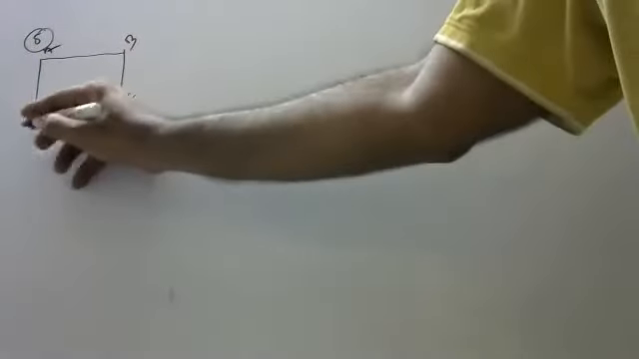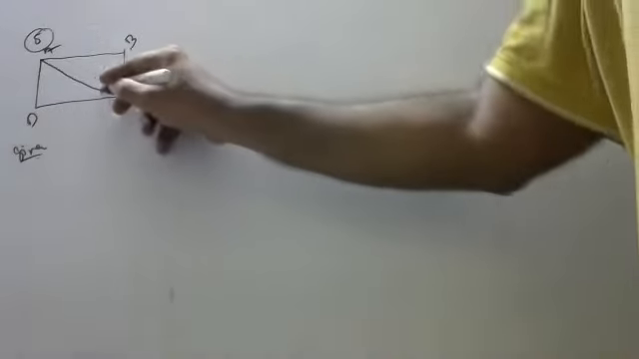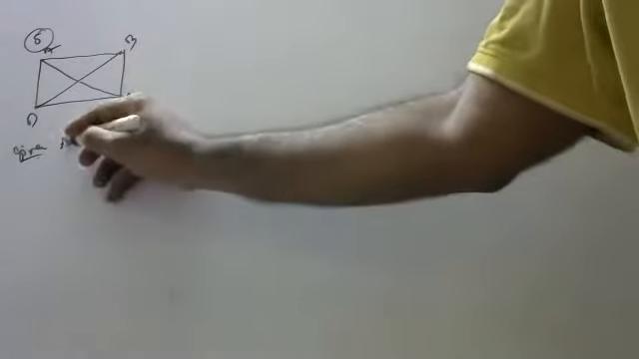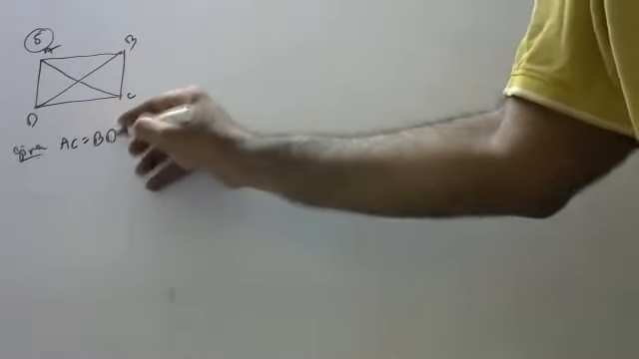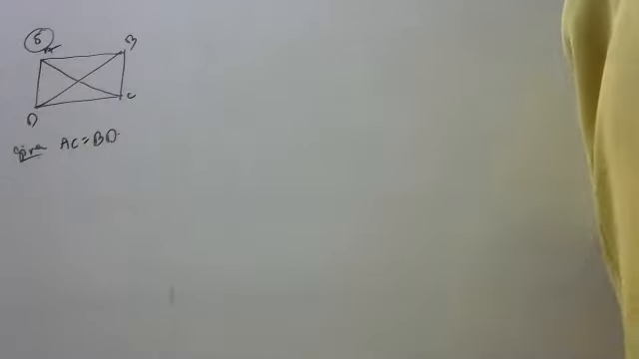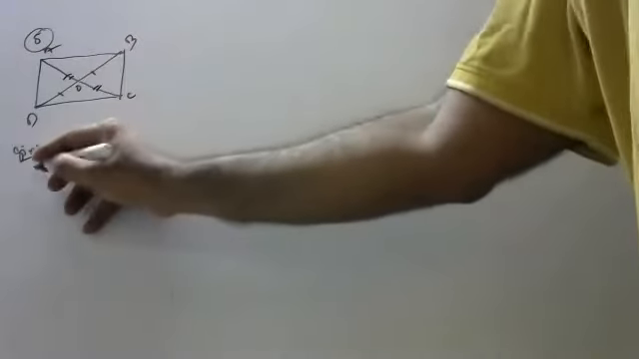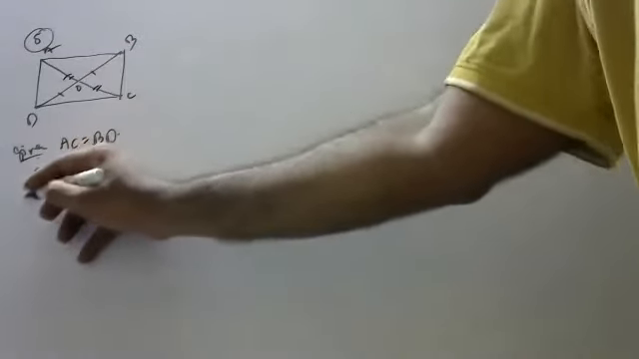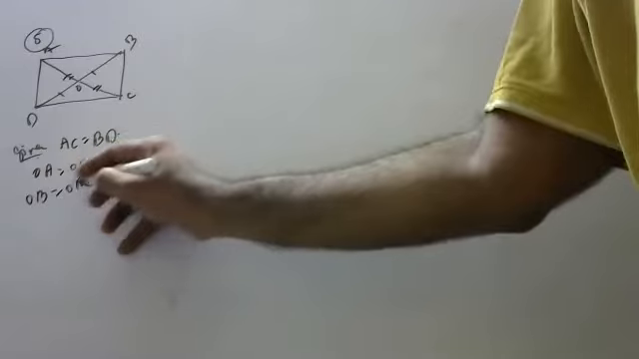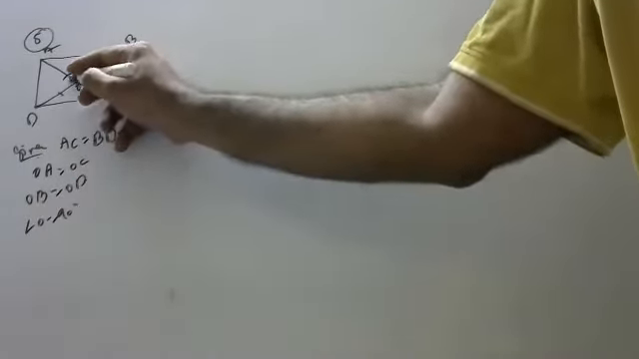Children, this is a quadrilateral ABCD. What is given? He said that the diagonals are equal, AC is equal to BD. And he also said that they bisect each other at right angles. OA is equal to OC, OB is equal to OD, and angle O is equal to 90 degrees everywhere. Means here 90, here 90, here 90, here 90.